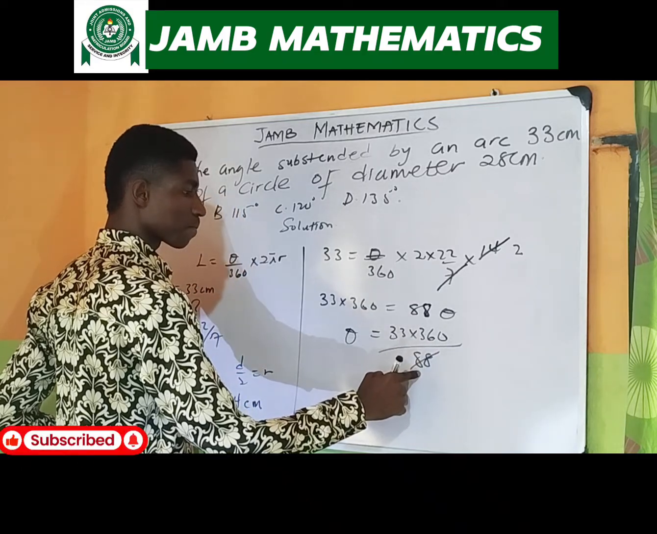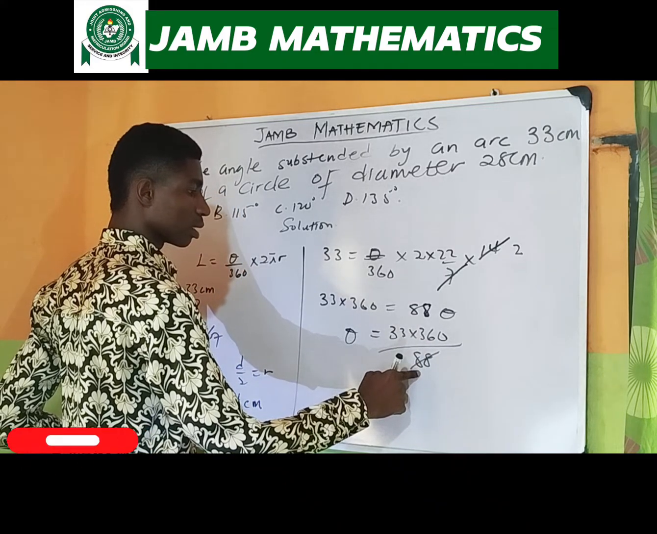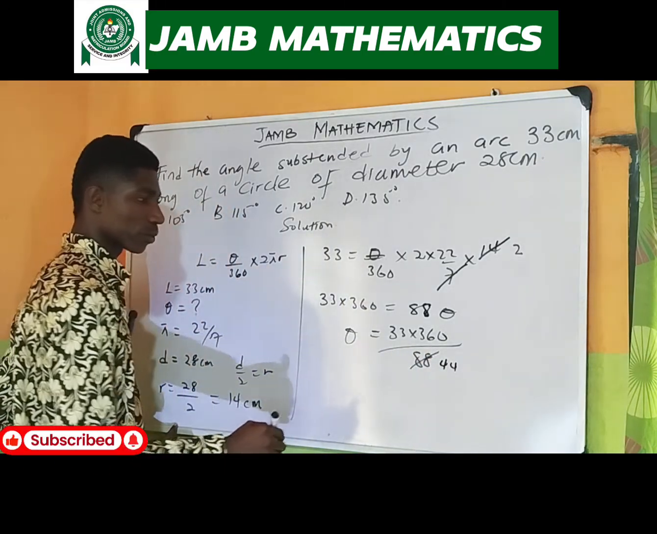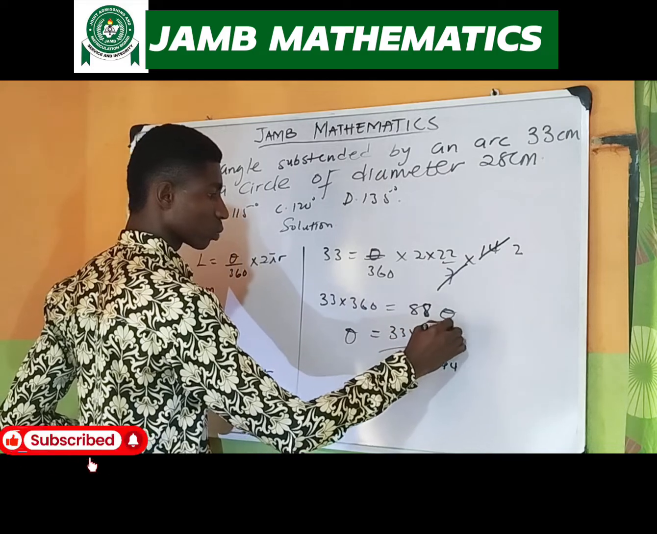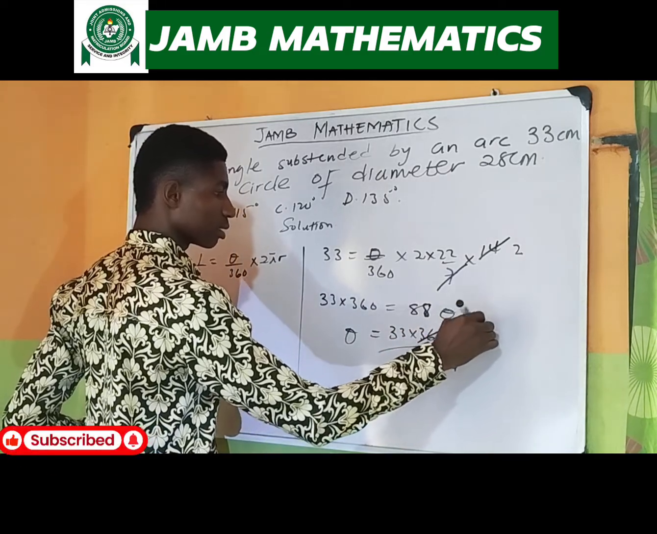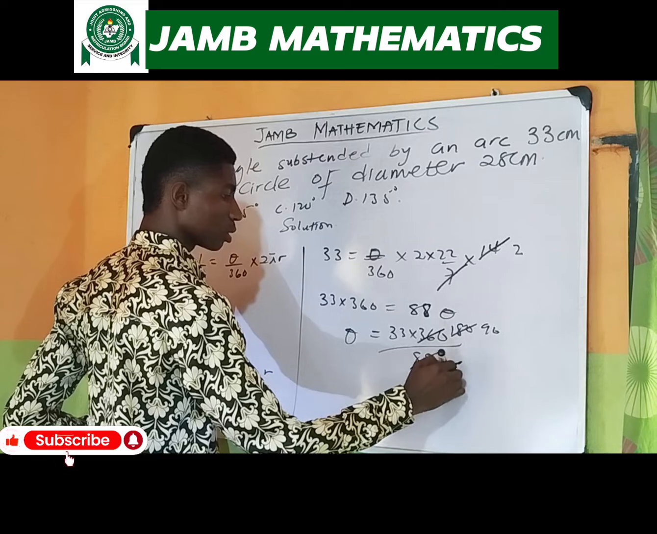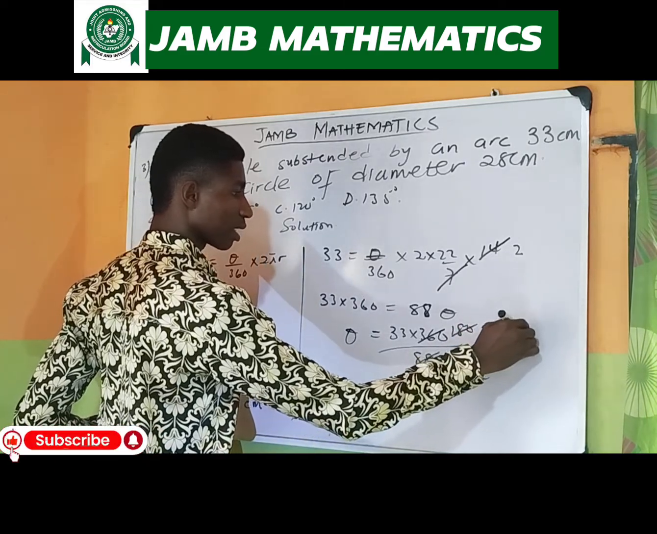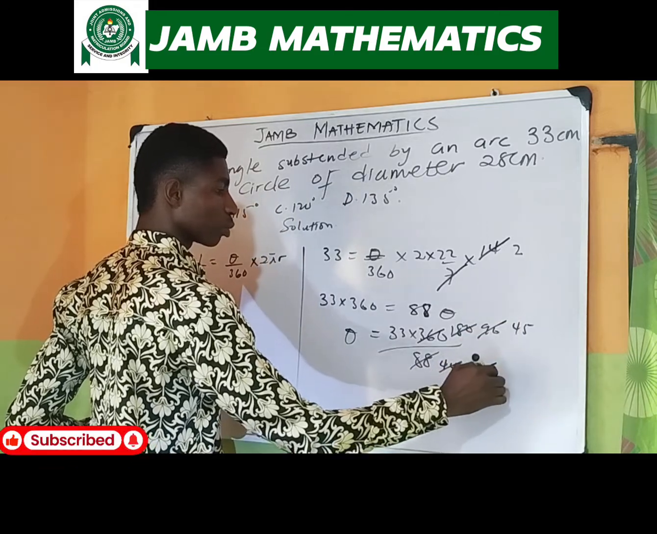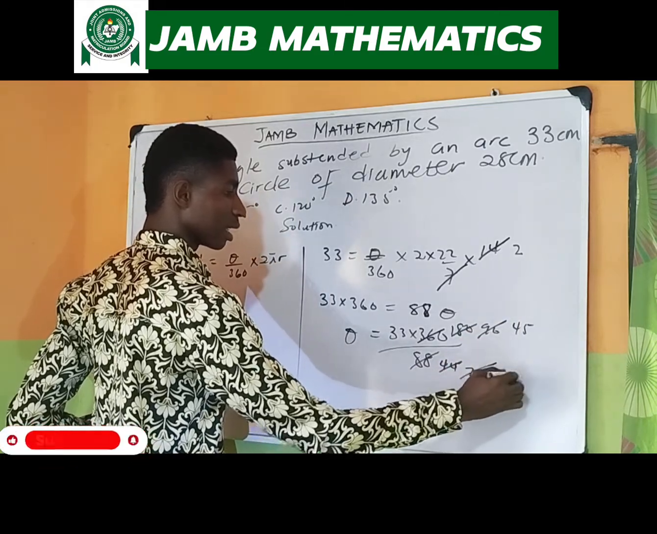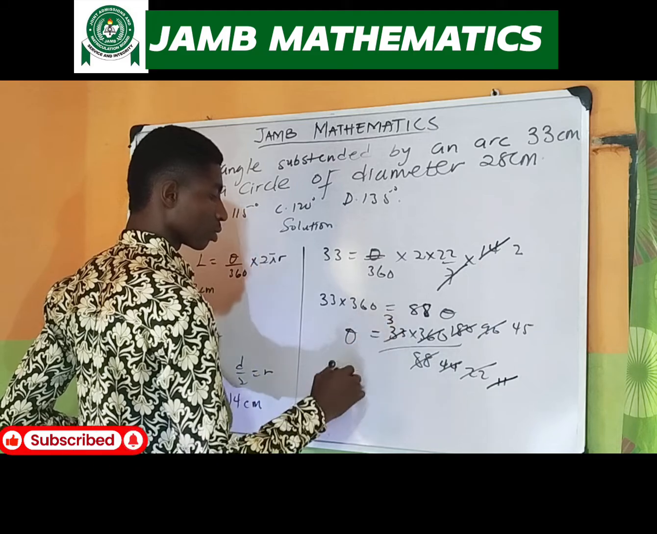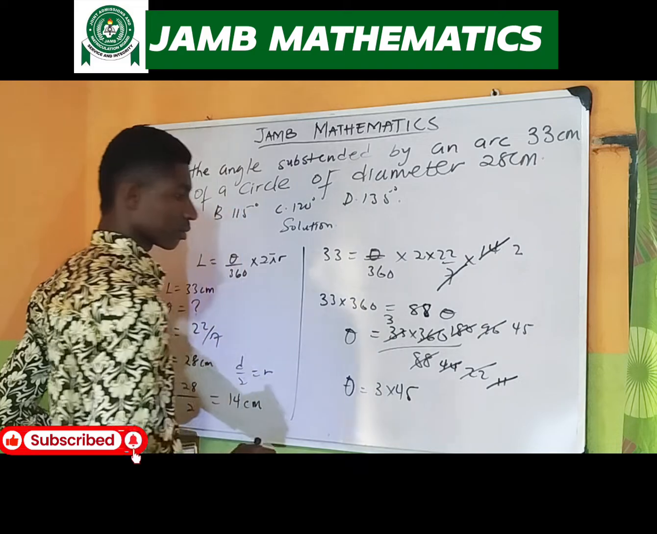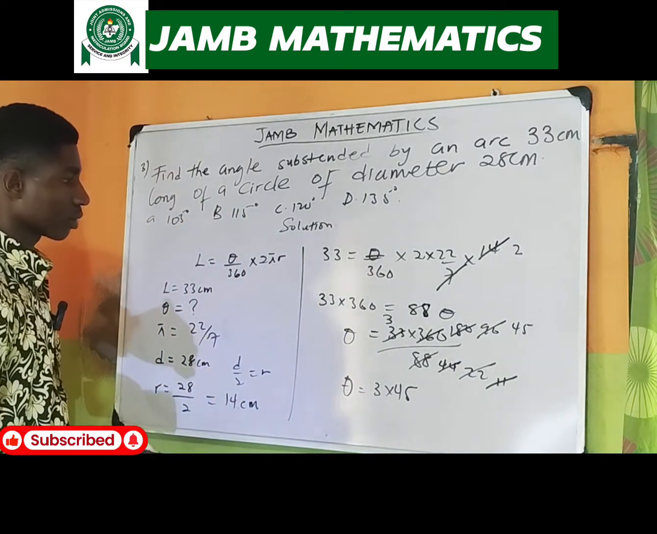2 into 88 is 44. 2 into 360 is 180. 2 into 180 is 90. 2 into 44 is 22. 2 into 90 is 45. 2 into 22 is 11. And 11 into 33 is 3. So we have theta is equal to 3 times 45, right?